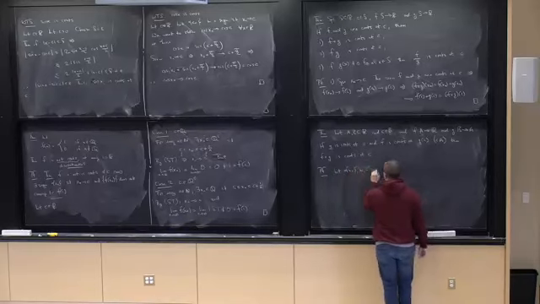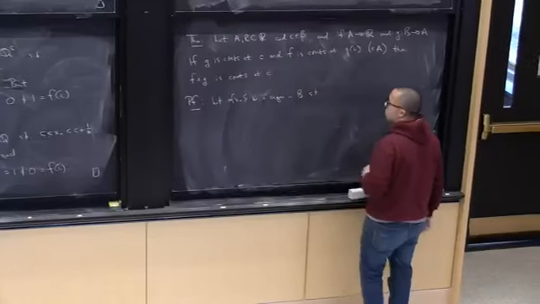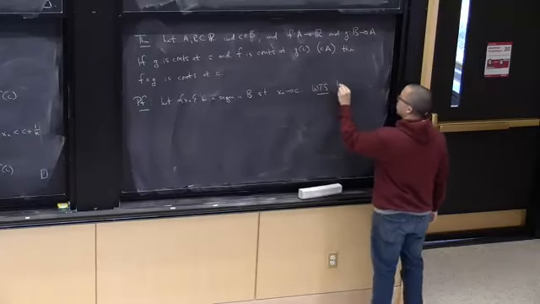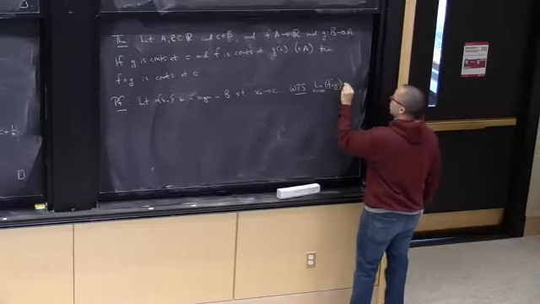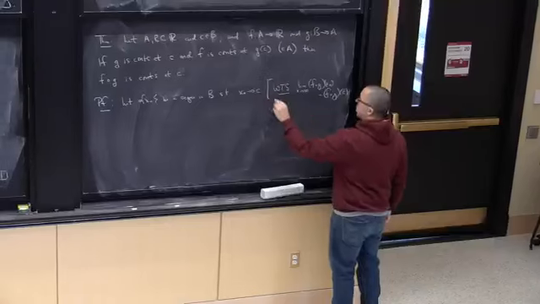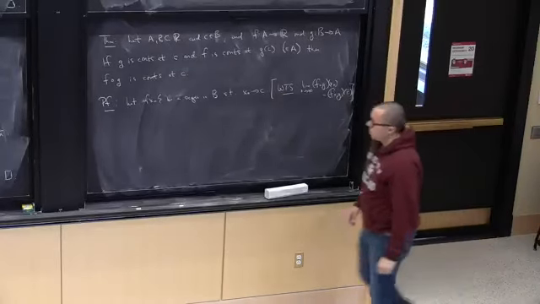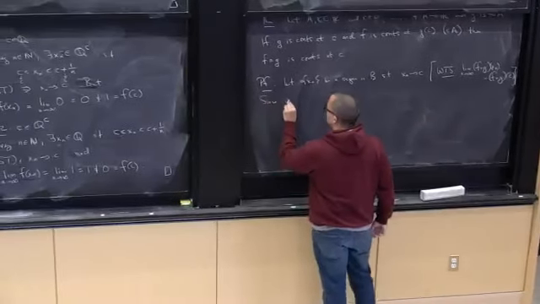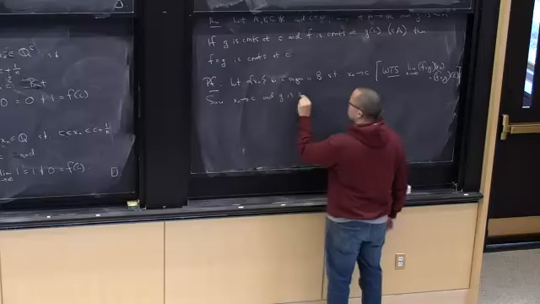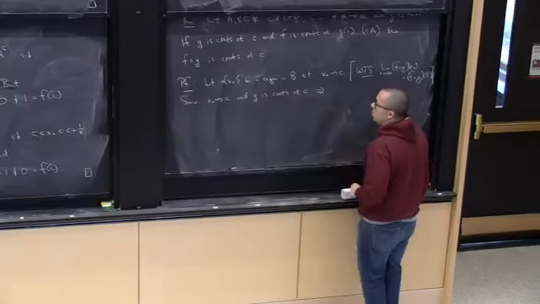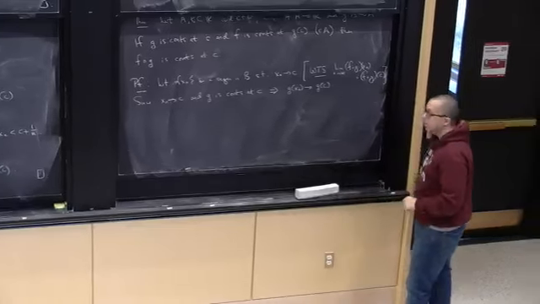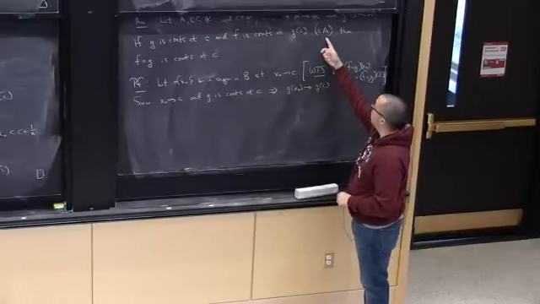So let x_n be a sequence in B, so of elements of B, such that x_n converges to C. And what we want to show is that the limit as n goes to infinity of f of g of x_n equals f of g of C. Okay, so since x_n converges to C, and g is continuous at C, this implies that the sequence g of x_n converges to g of C.